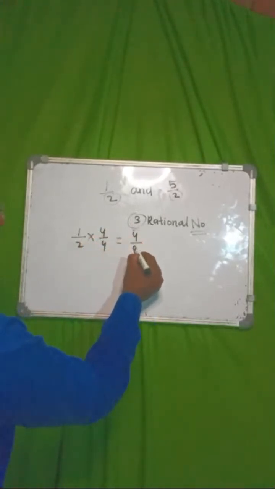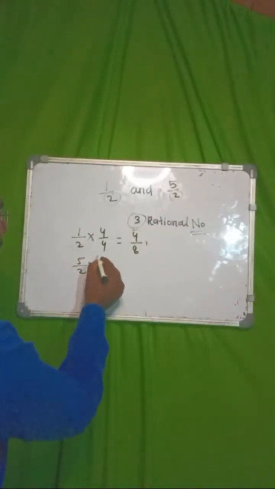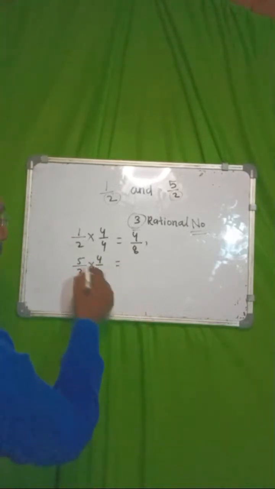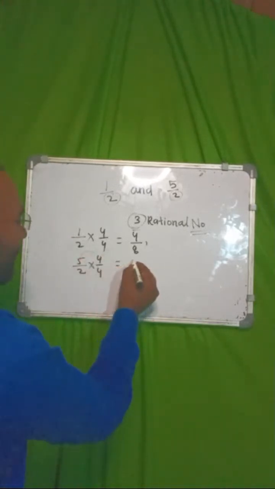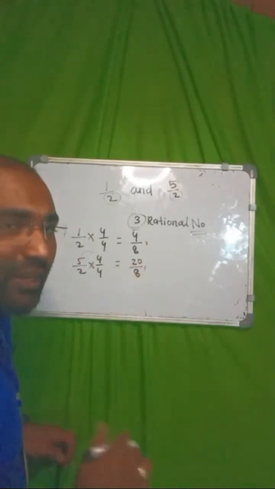So what we got here? 4 divided by 8. Okay, now let's solve the second one. Here it is 5 divided by 2. So again the numerator and denominator will be multiplied by 4. So what we got here? 20 divided by 8. This much is clear. Okay, now the smaller fraction is 4.